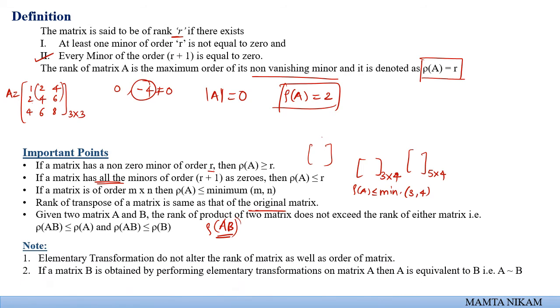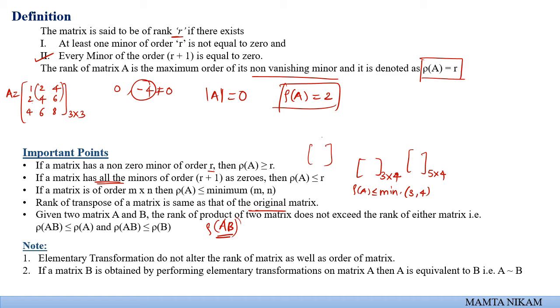Now note one thing, that elementary transformations do not alter the rank of a matrix. They also do not alter the order of the matrix. Performing elementary transformations and reducing the matrix to determine the rank of a matrix does not alter the rank of a matrix.